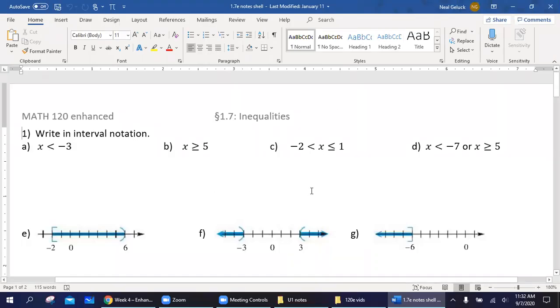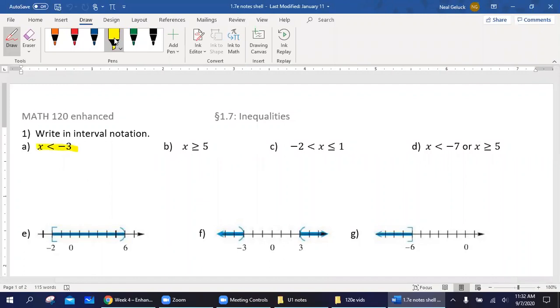For section 1.7, we're looking at inequalities. And the first thing we need to do is discuss what interval notation is. Instead of writing it in what's called inequality notation, which is what you're used to, interval notation basically tells us what would be shaded on a number line.